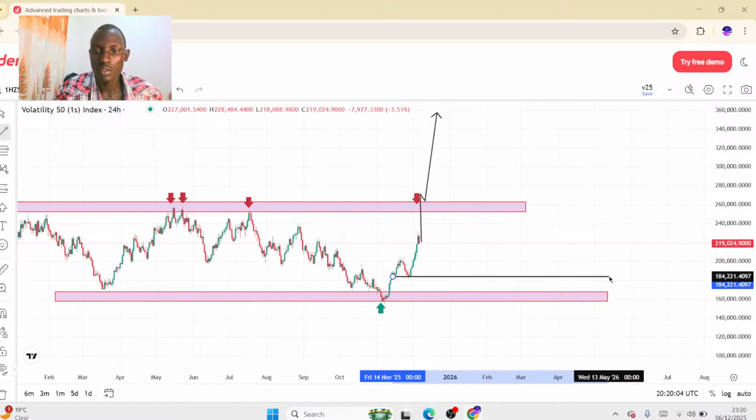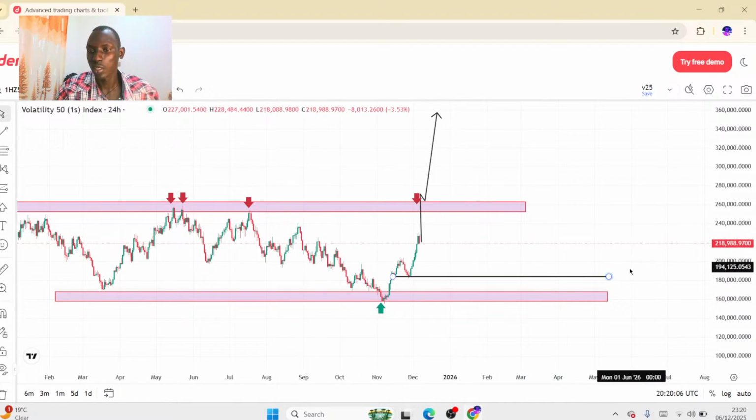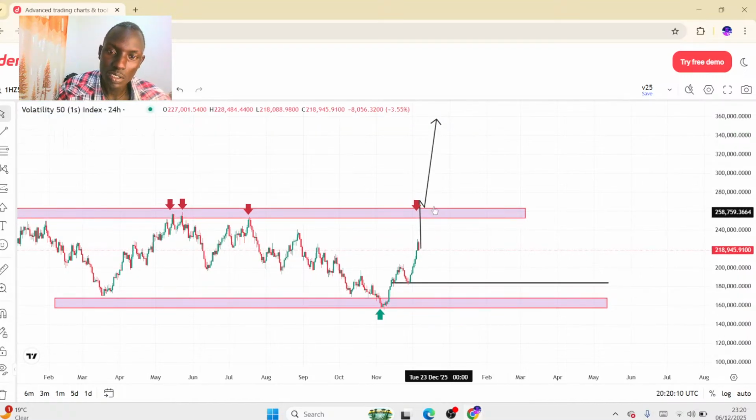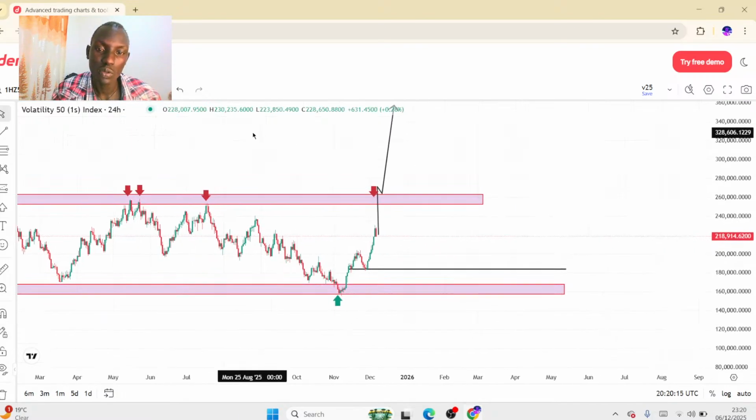This is a zone that once it comes back, we shall see how it plays out here. But right here, we are waiting for a tap into this, and then we can be able to drop. That is all we are waiting for.